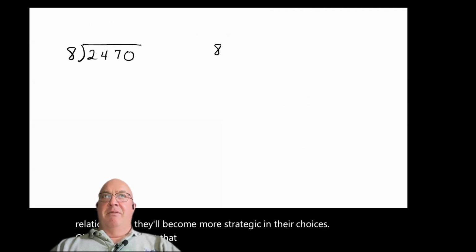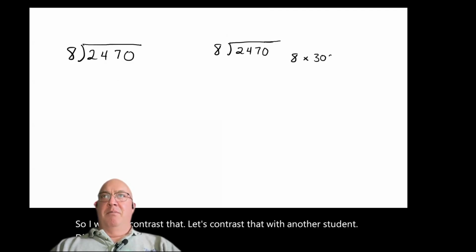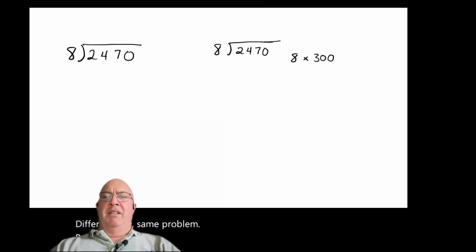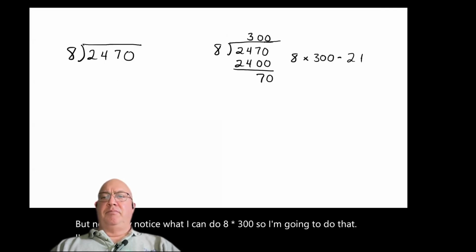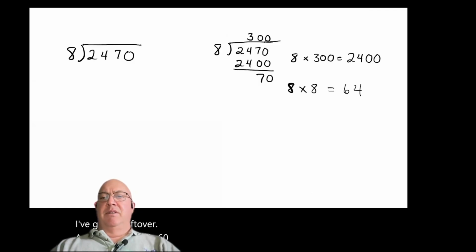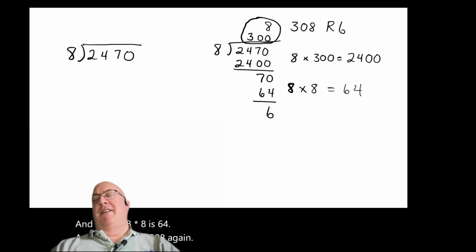Let's contrast that with another student. Different way, same problem. But now they notice, you know what, I can do 8 times 300. So I'm going to do that. I've got 70 left over. And I know 8 times 8 is 64. And I've got that 308 again in 2 steps this time.